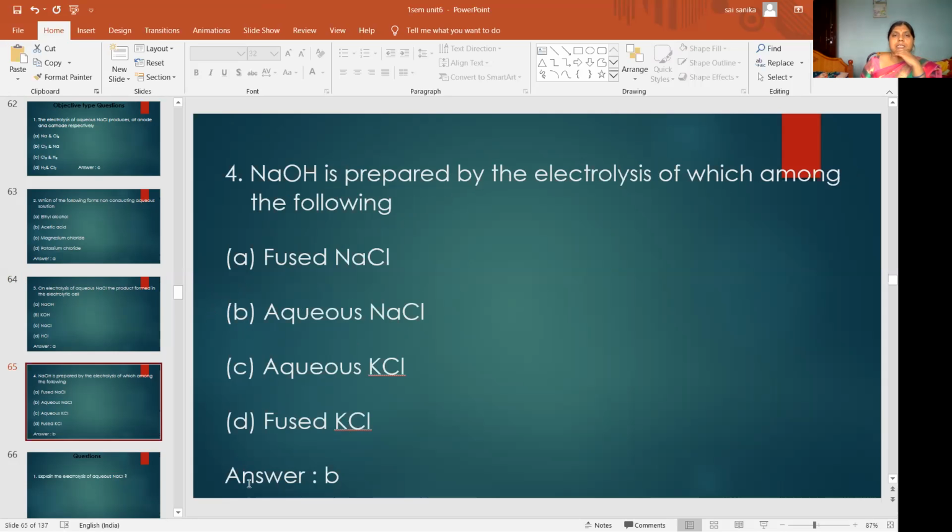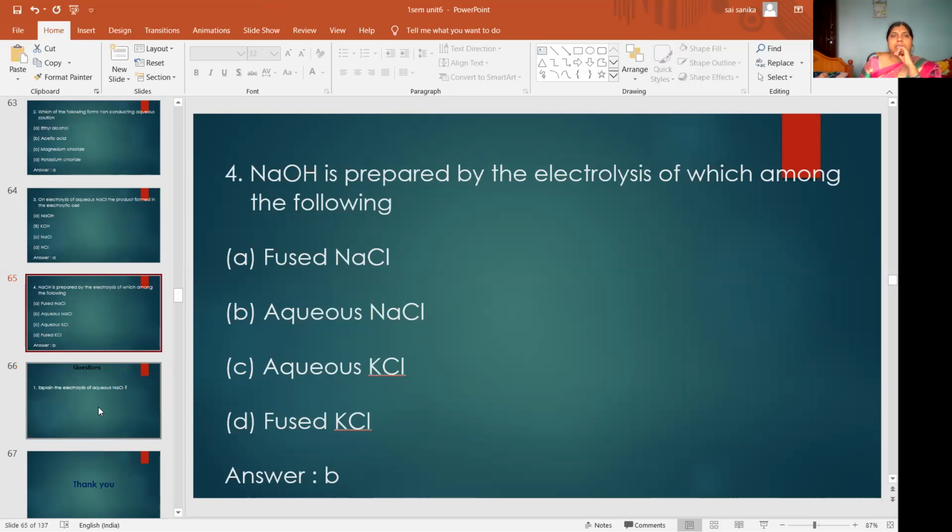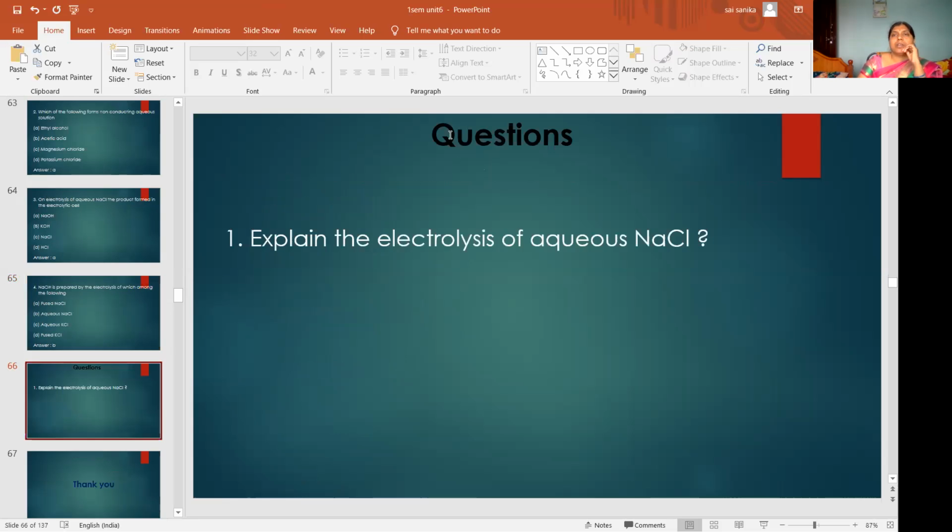So answer is B. This type of objective questions you may expect from this topic in your entrance. Next come to the questions. What type of questions will you expect from this topic? Only one topic we discussed in this period, so a direct question: Explain the electrolysis of aqueous NaCl.